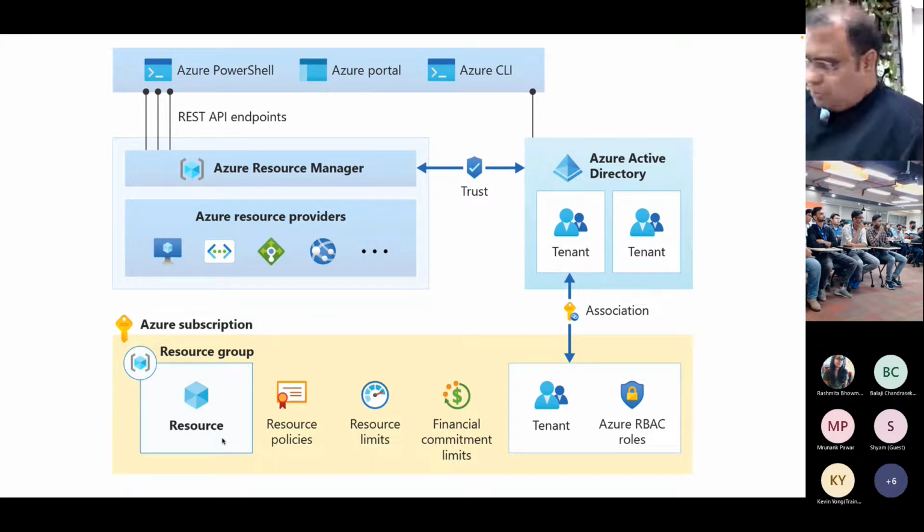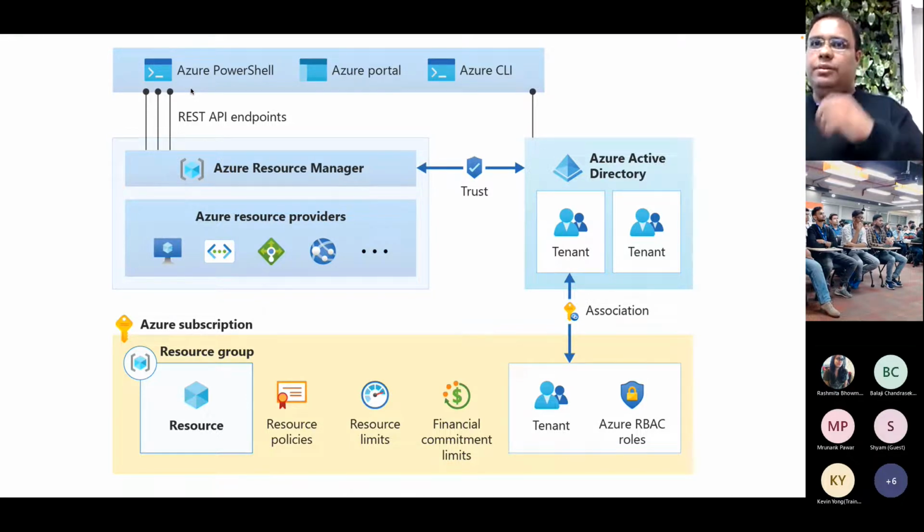Let's come to the rest of the things later, but you see at the top, there is Azure PowerShell, Azure Portal, and Azure CLI. That is how you can connect to Azure. You can either connect through the CLI. How many of you know what a CLI is? There is a CLI, there is a portal, which is a UI where you can use stuff, and then there is PowerShell, which is a bash kind of a thing.